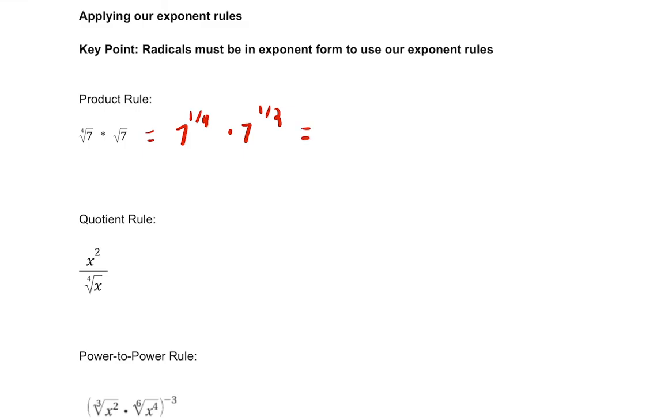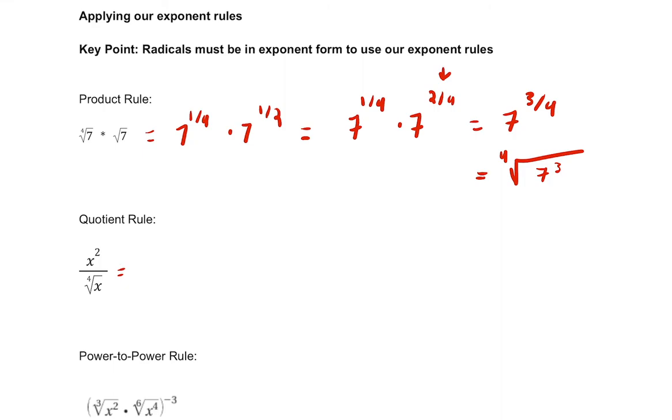Our exponent rule says we add those exponents. So this is, if I make them both have the same denominator, this is 7 to the 1/4 times 7 to the 2/4, right? Because that's the same thing as 1/2, makes it clear that this is 7 to the 3/4 power. And this would be the final answer. If you wanted to, you could convert this back. This is the fourth root of 7 cubed.